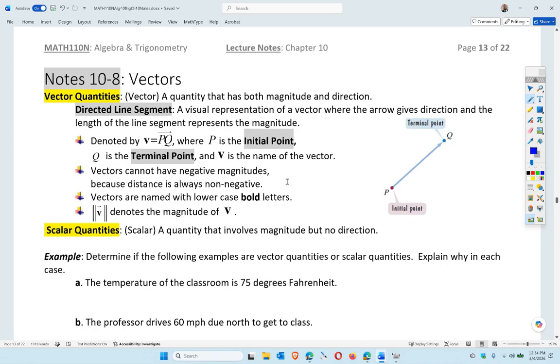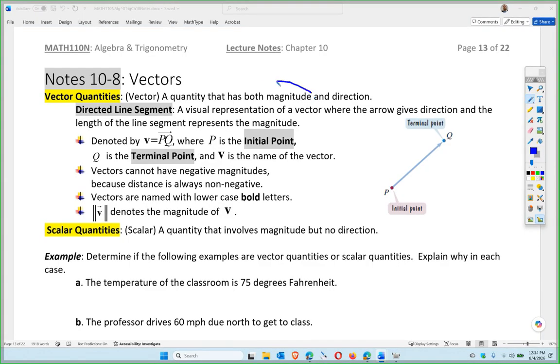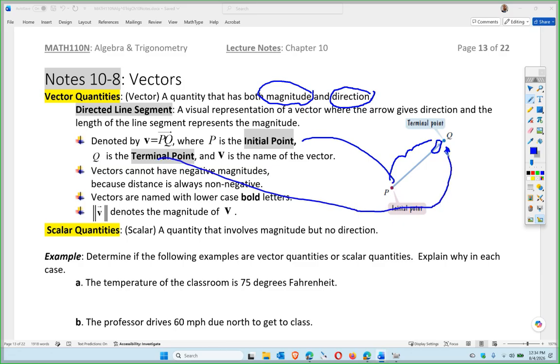Up to this point we've been working with vectors, but we haven't properly defined them or shown how to do calculations or draw them. A vector has two things: magnitude and direction. The length of the vector is the magnitude, and the arrow gives you the direction. You need an initial point and a terminal point for it to be a vector.